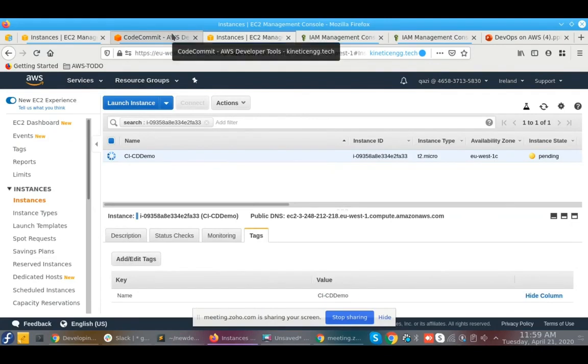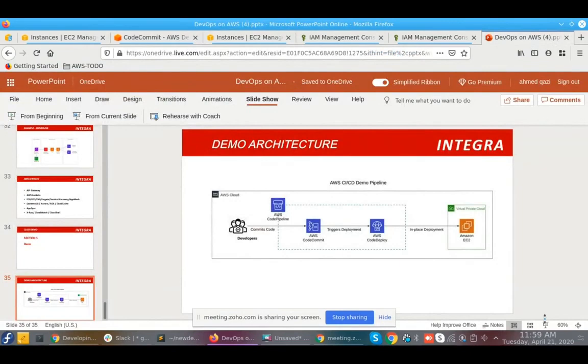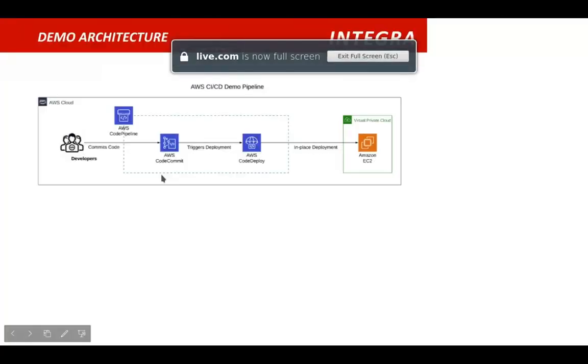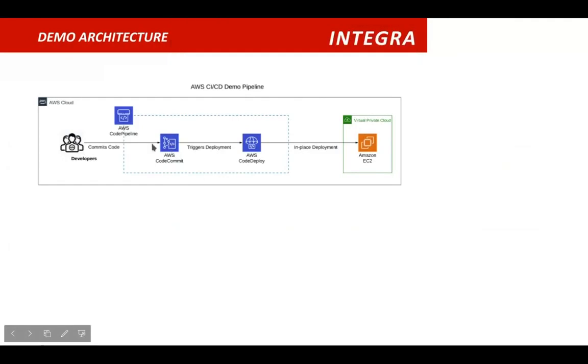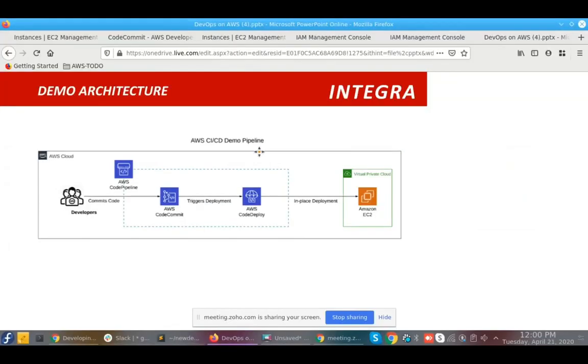So now the source and the destination are already created. Let's just go through the diagram again. Slide two from the slide. So we are done with this part. Our source is ready. Our destination is ready. So what is remaining? It's CodeDeploy and the pipeline. We need to create a pipeline and we need to configure our CodeDeploy. I'll go into detail when I start with CodeDeploy. Let's wait for the instance.